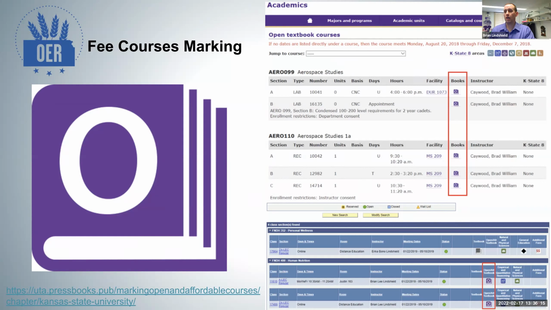We also typically have the hyperlink there, taking them to a page to explain what this is and what it represents. And we have a chapter about the making of our course marking logo and how the course marking works for us. That's at the bottom of this slide too, so I put a link to that.